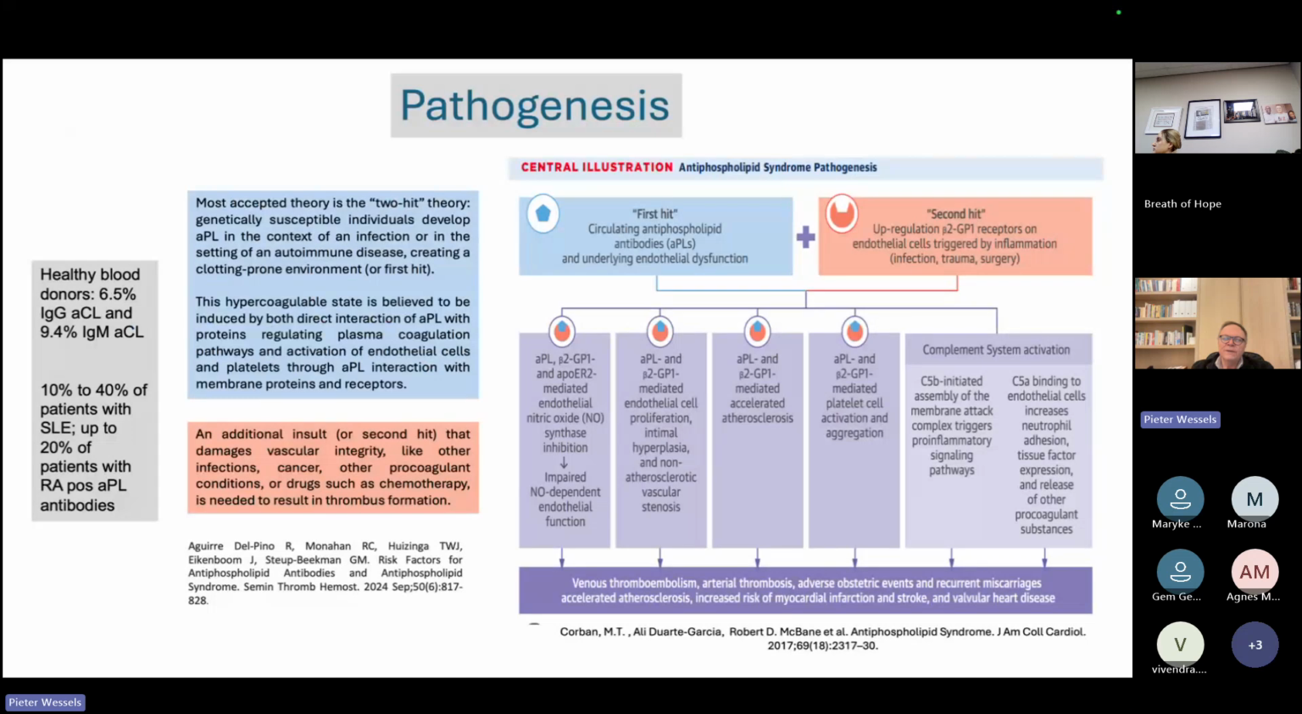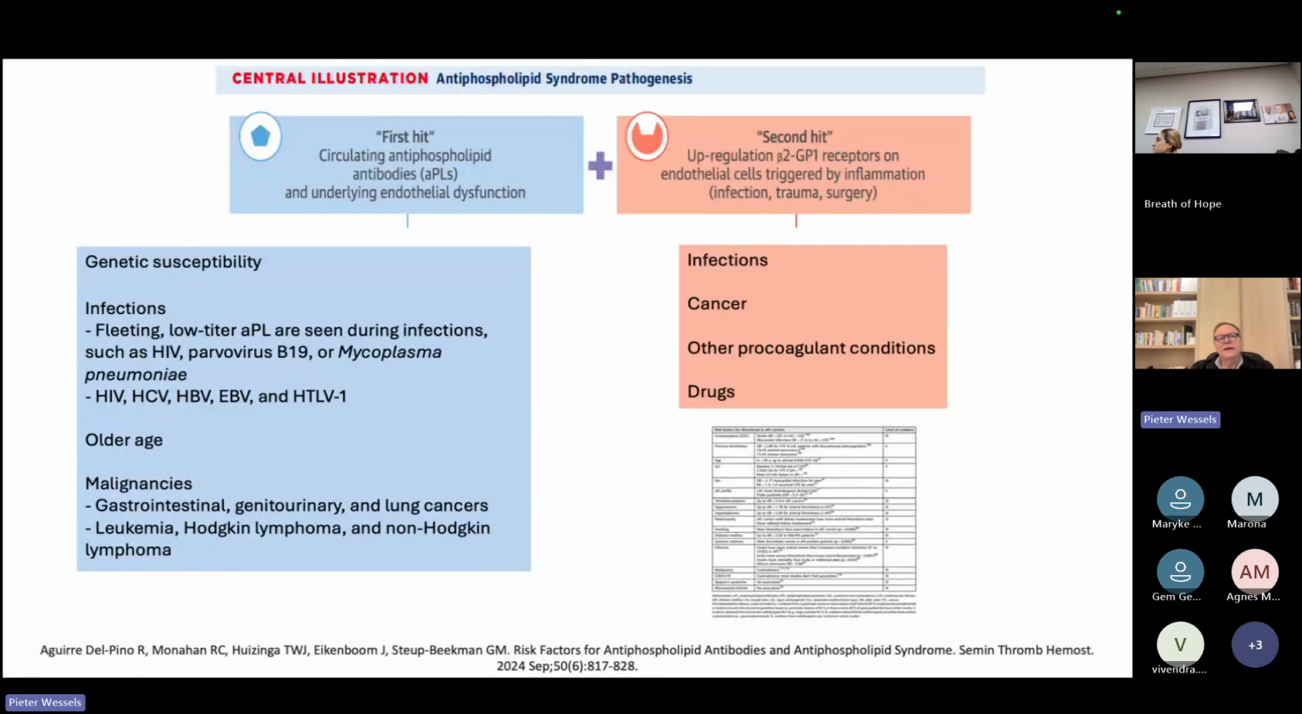So the full story. Just again to remind you, if you look at healthy donors, they've got antiphospholipid antibodies. 9.4% have IgM, and 6.5% will have IgG. So it doesn't mean if you've got antibodies that you've got the disorder. You need a second hit. You get the first hit where you form these antibodies. Only after the second hit, where you get your phenotypic expression of this disorder, will you make the diagnosis.